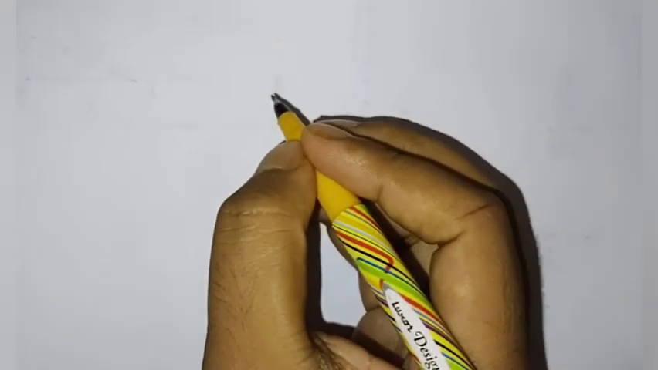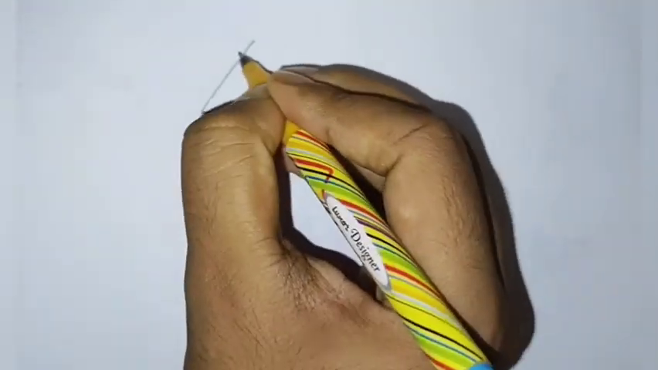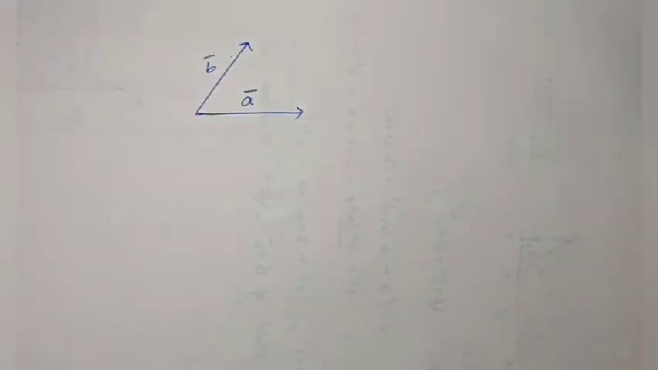Now we'll try to understand the concept of subtraction of vectors. So it's quite simple. When we studied the parallelogram law, we knew that we connect the tails and then we simply get the diagonal as the summation of these two vectors.